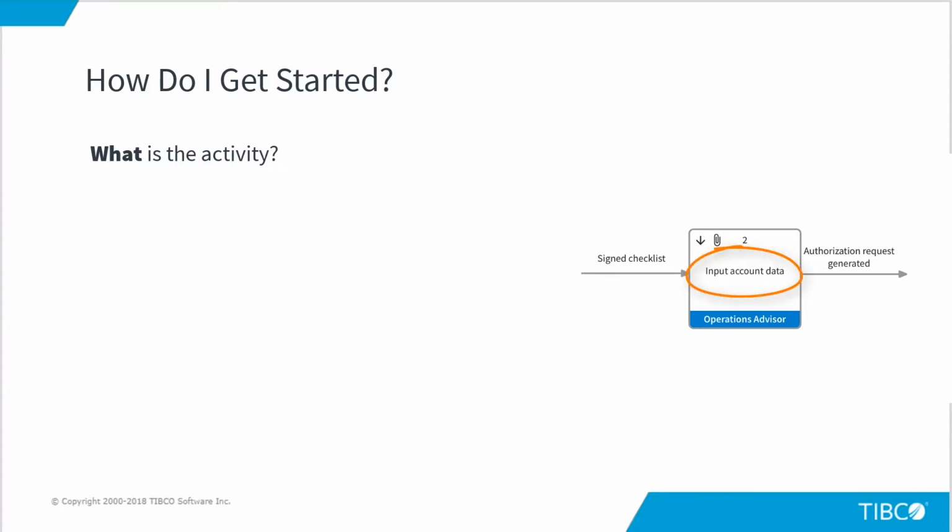What represents a single activity in a process? Activities are described using a verb and noun, for example, do this to that. As you can see here, the task is input account data.